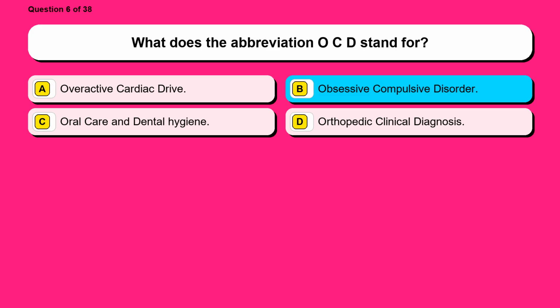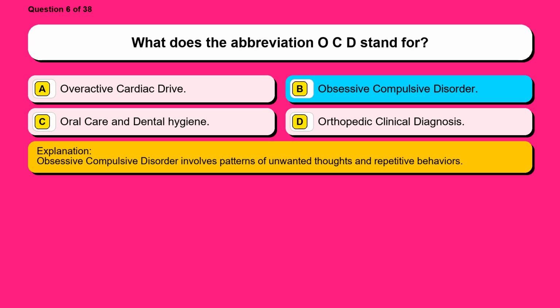The correct answer is option B. Obsessive compulsive disorder. Obsessive compulsive disorder involves patterns of unwanted thoughts and repetitive behaviors.